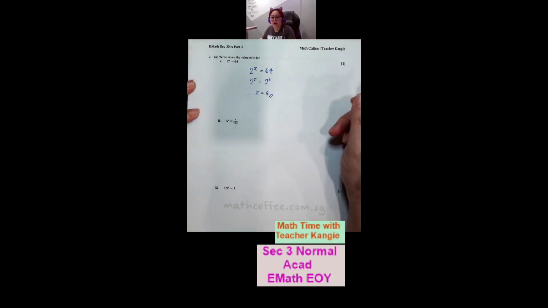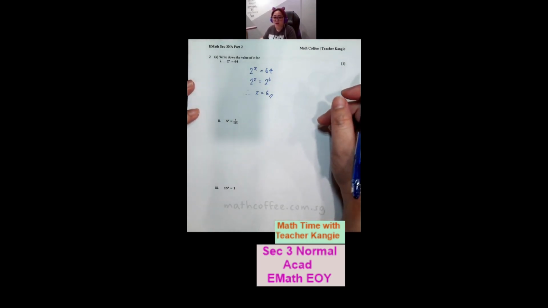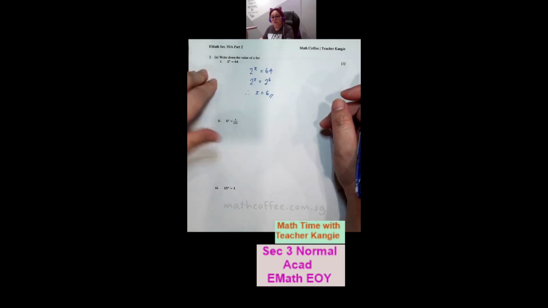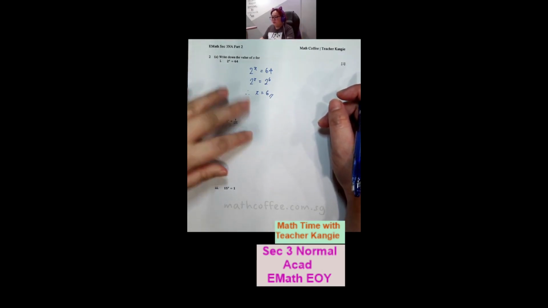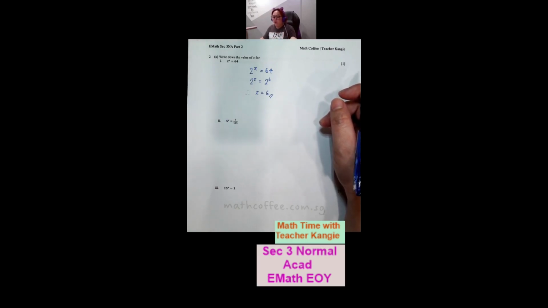This one is normal acad leh. You think they learn logarithm meh? Of course, we know we can log both sides, right? But sometimes you cannot use logarithm because they don't learn logarithm for normal acad. Logarithm is only learned for EMath, not express EMath. Even normal acad EMath, they don't learn logarithm also.